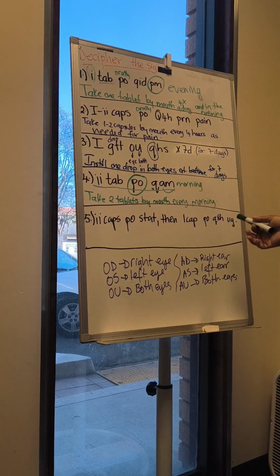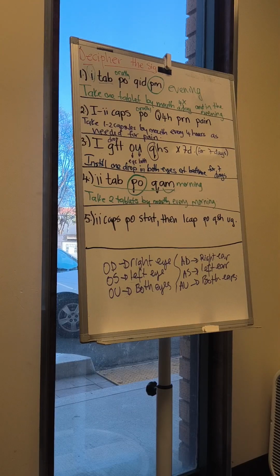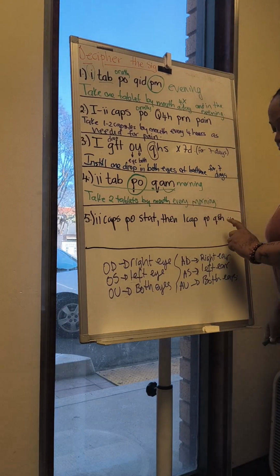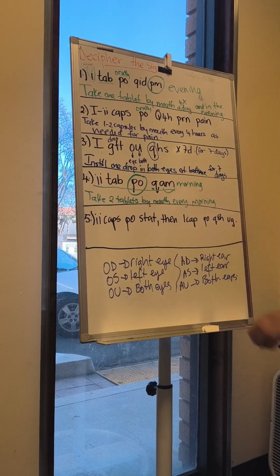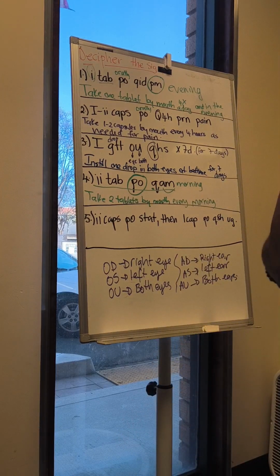Last one in this video. It's a little long, okay? You ready? It says 2 caps, PO, stat, comma, then 1 cap, PO, Q8H, UG. Ooh, there's a lot in there. All right, let me break it down for you.